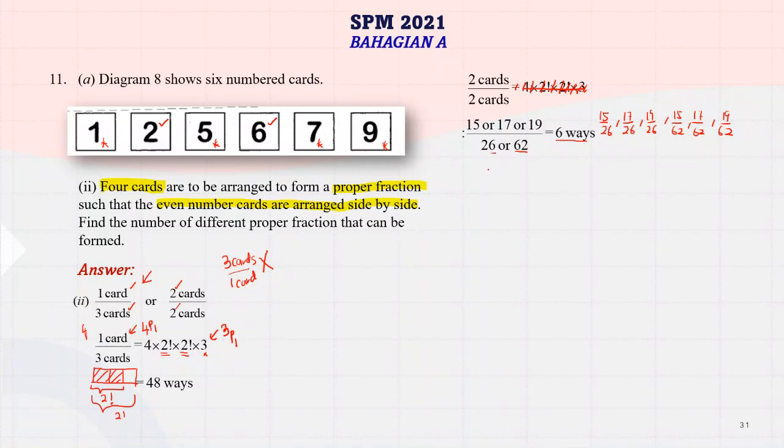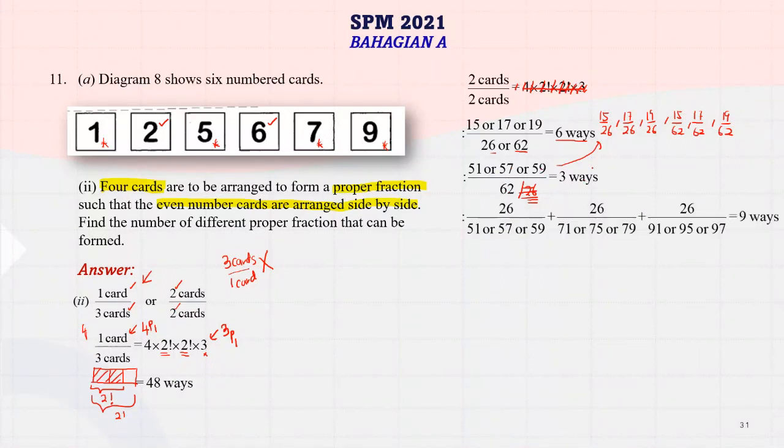Okay, kemudian kita akan tengok yang nombor 2 tak boleh. Kita ambil yang nombor odd dahulu. So 51, 57, 59. 51 pun sama, tapi dia tak boleh 26. Cannot be 26. Kalau 26 bawah ni dia akan jadi improper. So that's why dia tak boleh 26. Dia ambil 62 je. So 3 ways again. Kalau you refer to the above, kita akan ada 51/62 ataupun 57/62 ataupun 59/62. So you akan dapat 3 ways. Okay, you ada 3 ways, you ada 6 ways, you ada yang ini 48 ways.